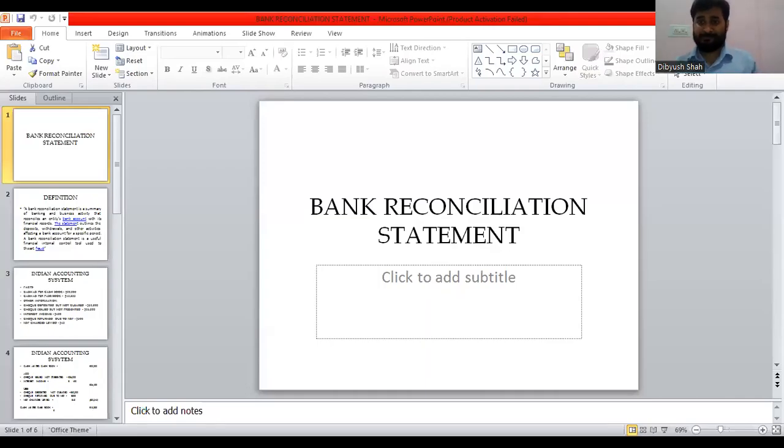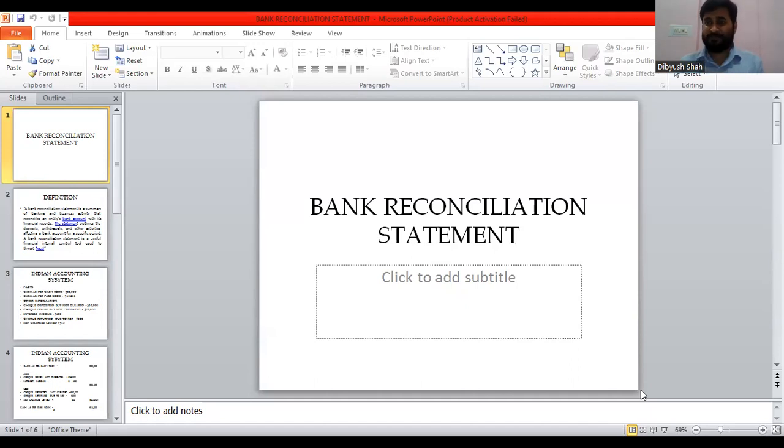In this session, I will be discussing another very important topic, heavily tested in your CPA exams, in both TBS, that is task-based simulation, and your MCQs, and also very relevant for your practicality purposes. So without wasting any further time, let's go to that topic. What's that topic? Bank reconciliation statement.